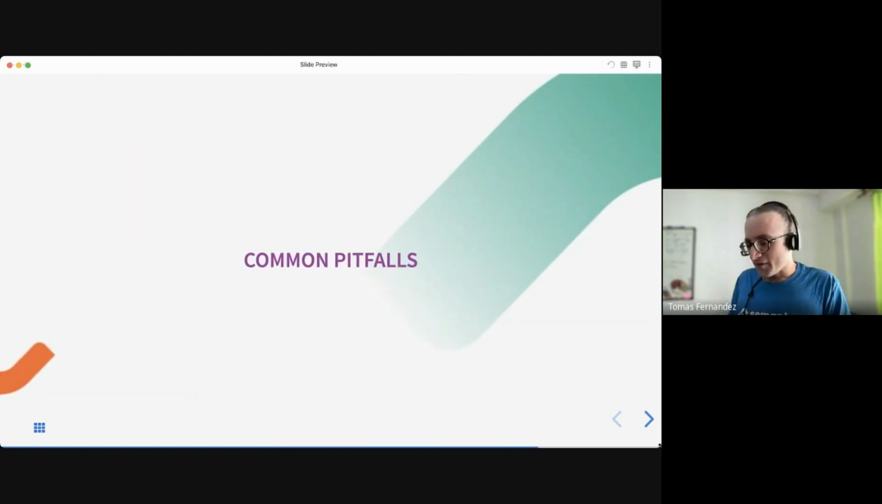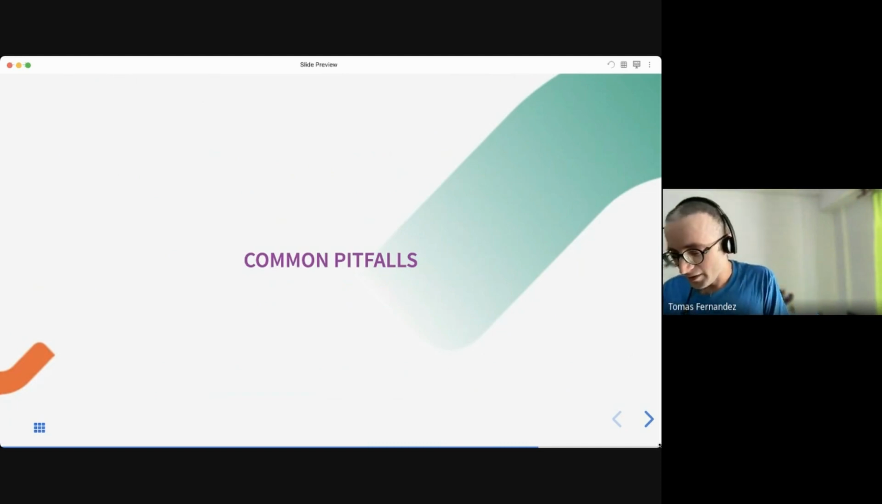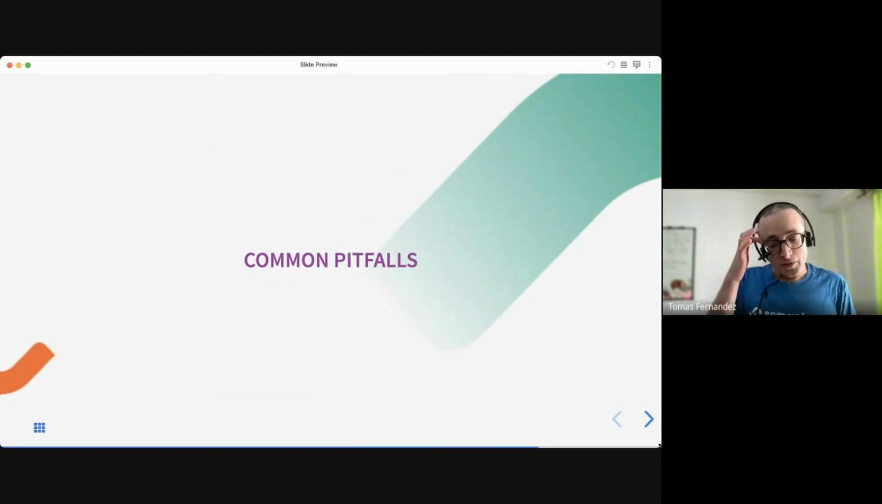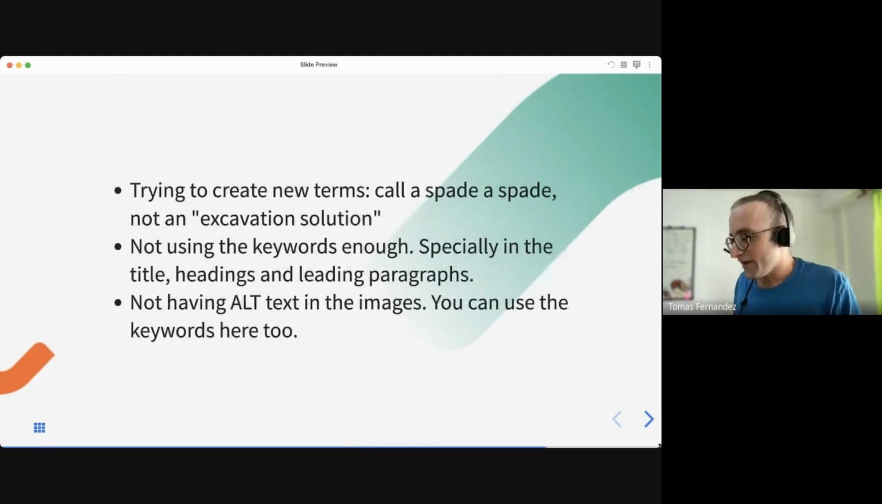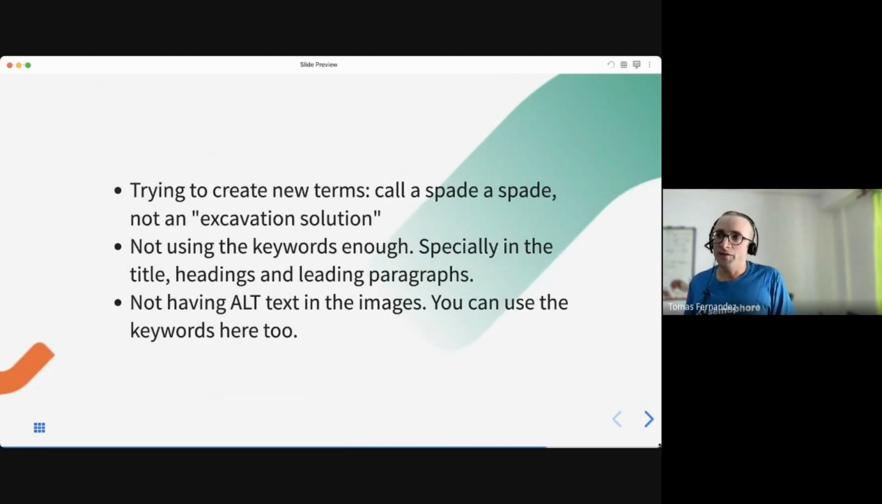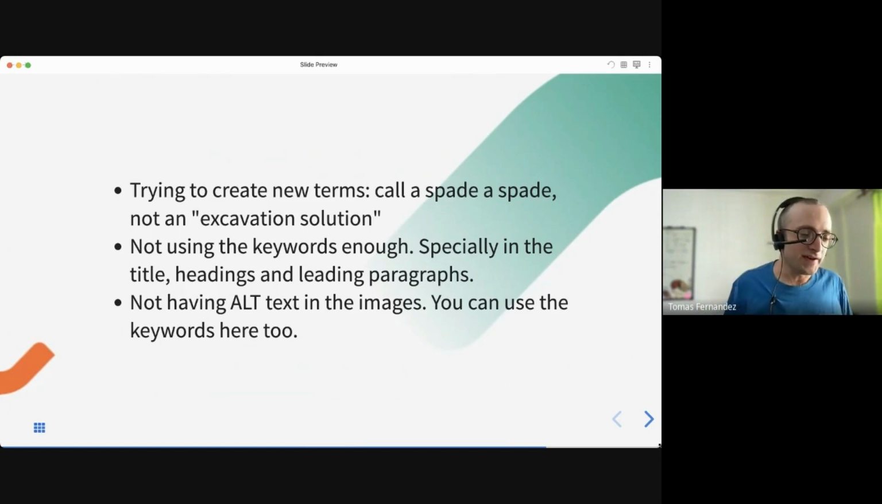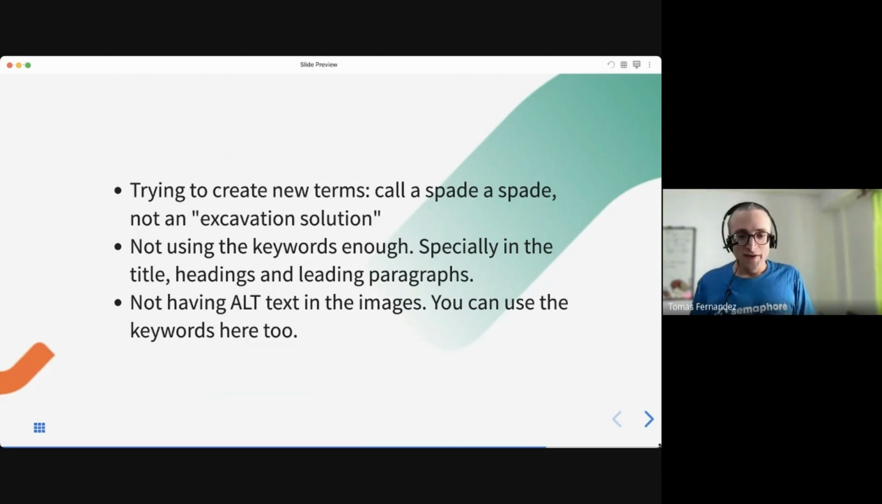So there are a few things that we can miss when doing SEO. One is not doing SEO at all. I think we should spend maybe a little bit of time before writing doing this. And one of the things I see is that some people try to create new terms, and it doesn't work because no one is looking for those terms because you just invented them. So call things by their name, and use the most popular name or most popular reference you can find.